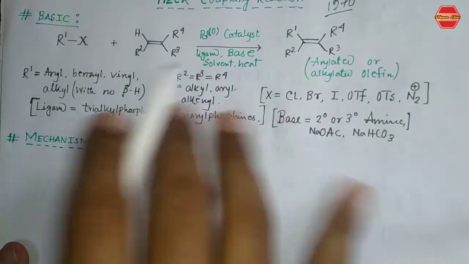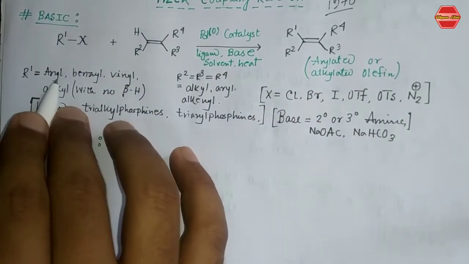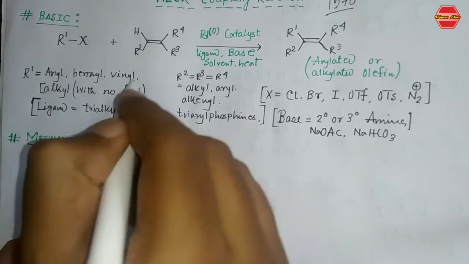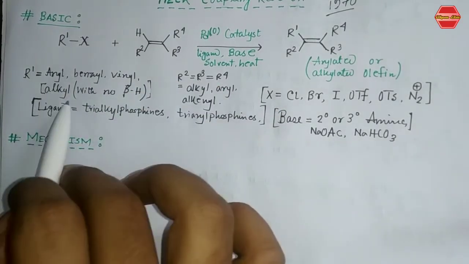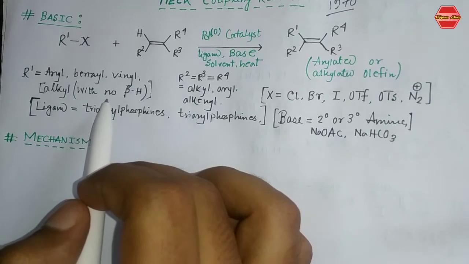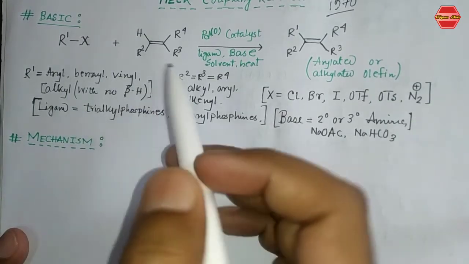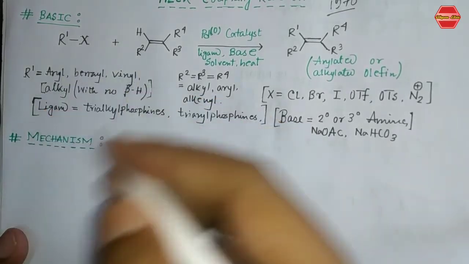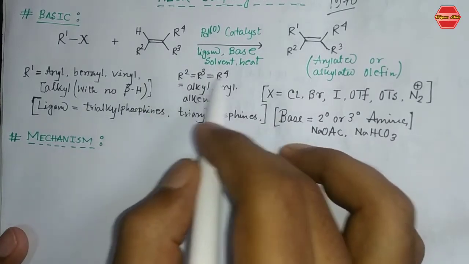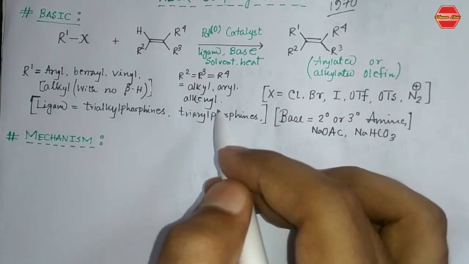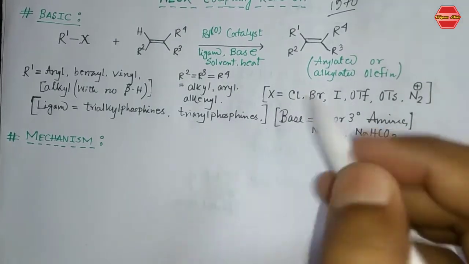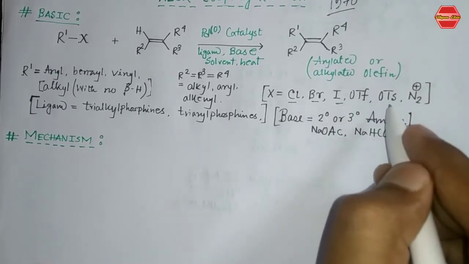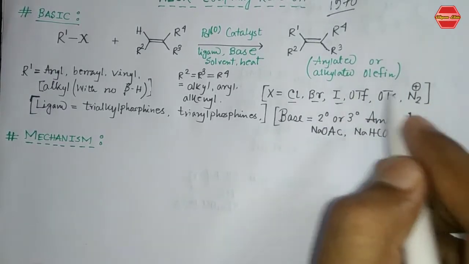First we have to see the R1 group. R1 is basically your aryl, benzyl, vinyl or any kind of alkyl group. But in case of an alkyl group you must know this concept: there must not be any beta hydrogen present. Why no beta hydrogen should be present in the alkyl compound, I will discuss later. R2, R3 and R4 are basically alkyl, aryl or any kind of alkenyl group, and the X group is any kind of leaving group, that is Cl, Br, iodine, OTf, that is a triflate group, OTs, that is a tosylate group, or N2+ can be used.